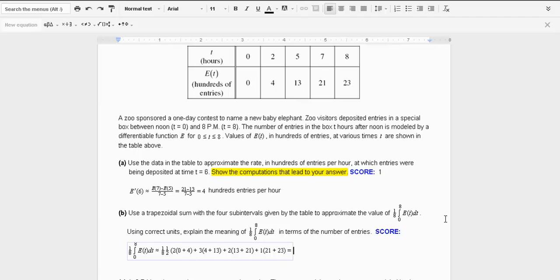And this is where you're going to just use your calculator, and no need to show the steps in between. They're looking for the setup, so they're looking for these numbers here.